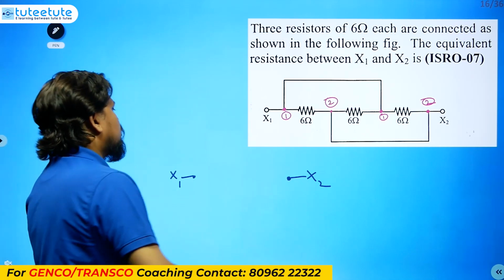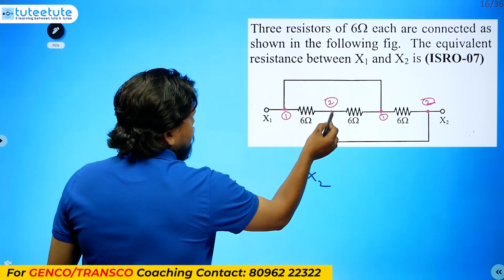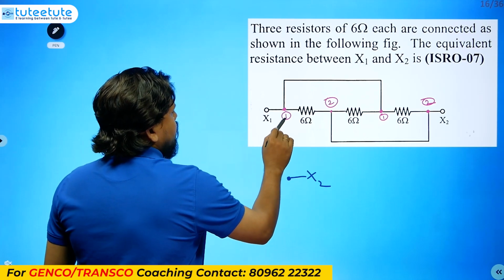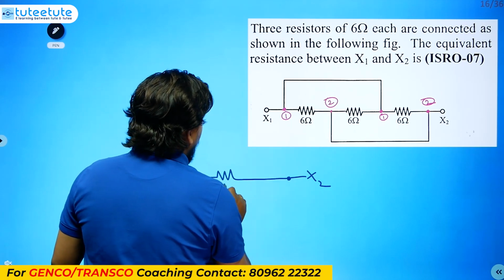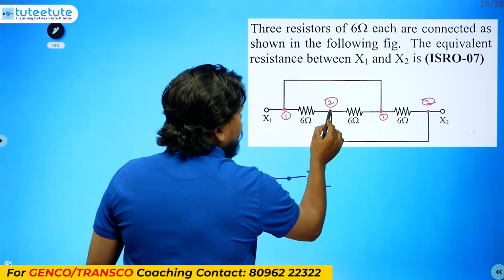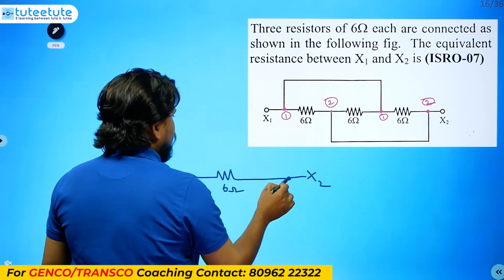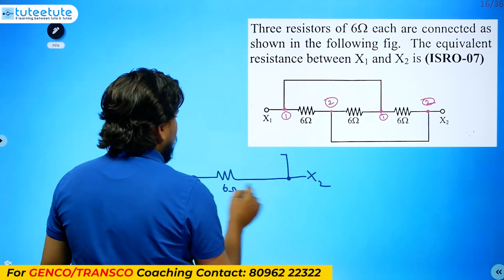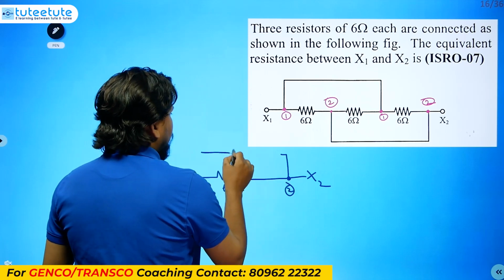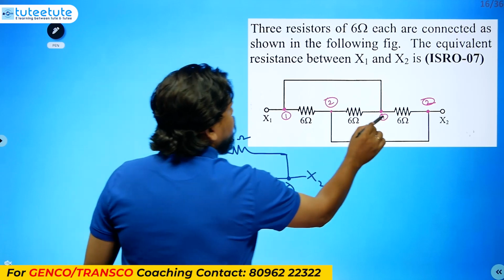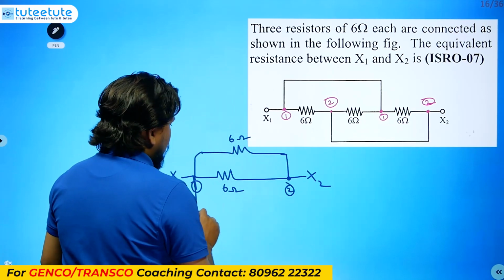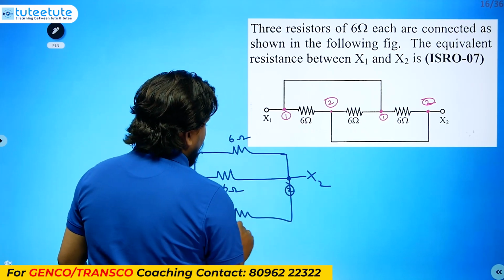How do we solve it? Let's consider this as 1 and this as 2. Between 1 and 2, a 6 ohm resistance is there. Between 2 and 1, another 6 ohm resistance is there. Between 1 and 2, another 6 ohm resistance is there.